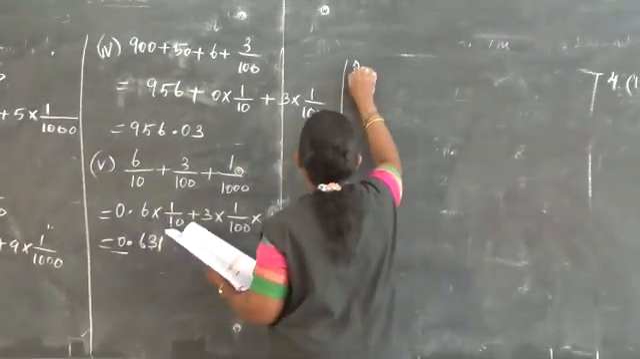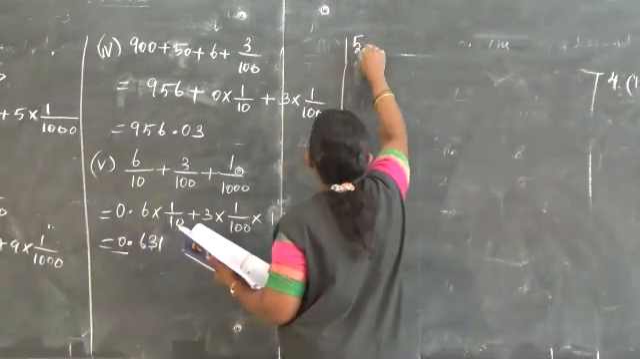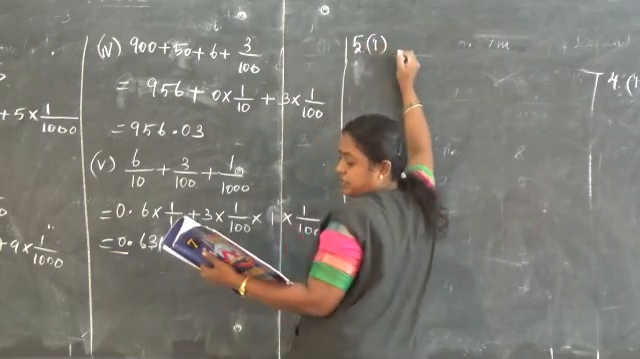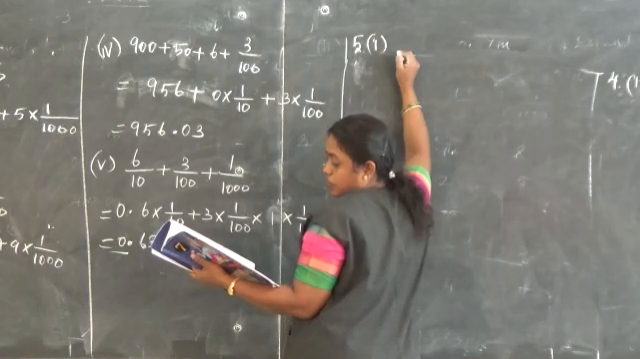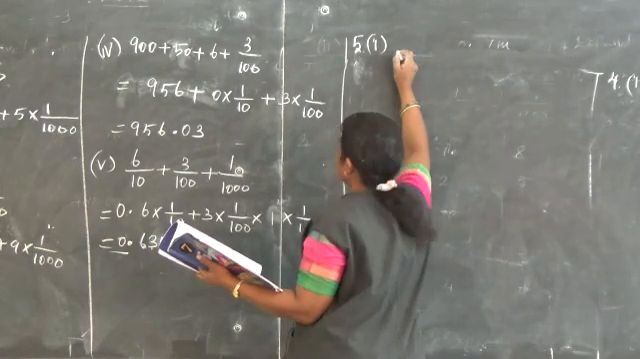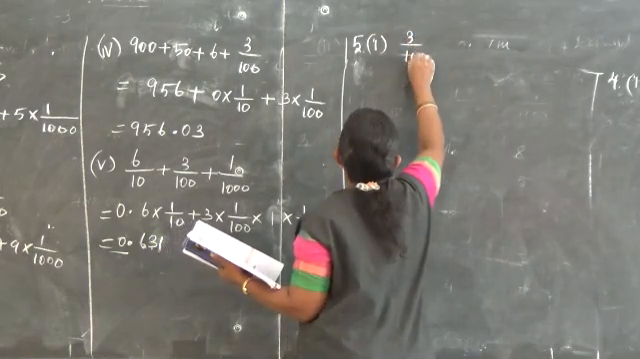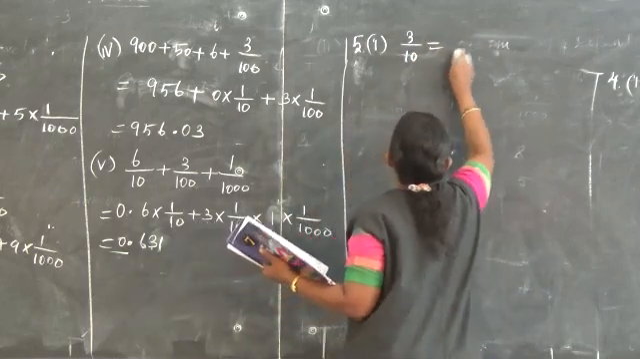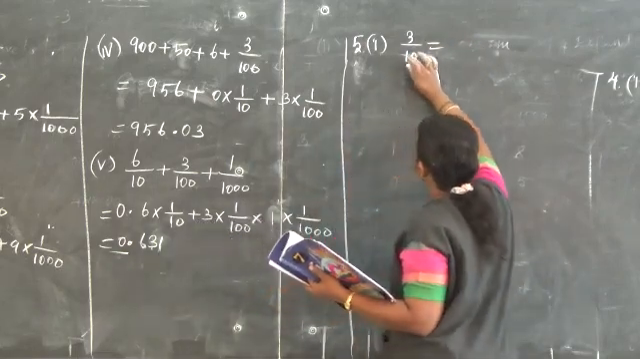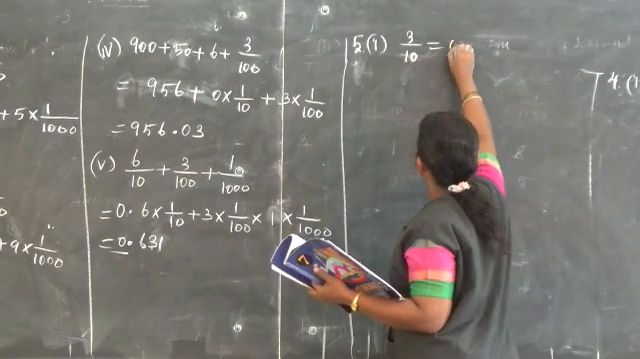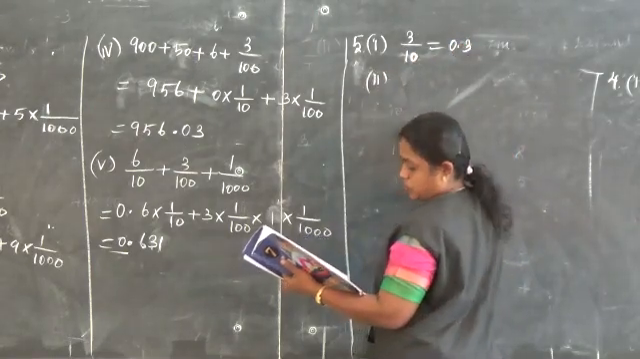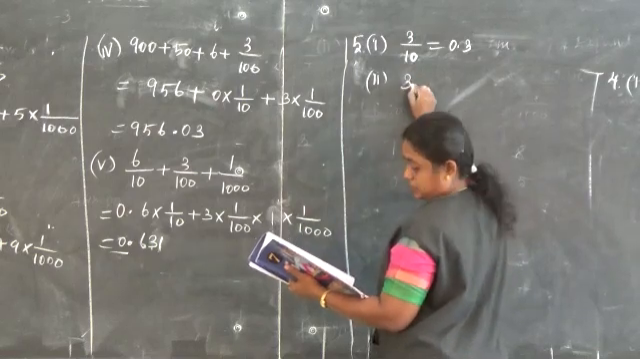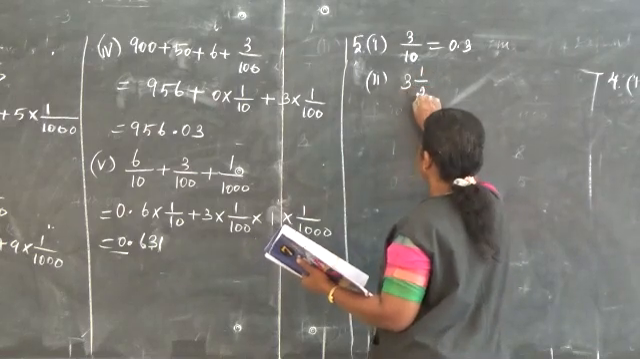Come to that fifth Roman. We have to convert the following fractions into decimal numbers. First one is 3 by 10. 3 by 10, how to write in decimal form? Here only one 0 was there. So 0.3. Second one, 3 into 1 by 2.